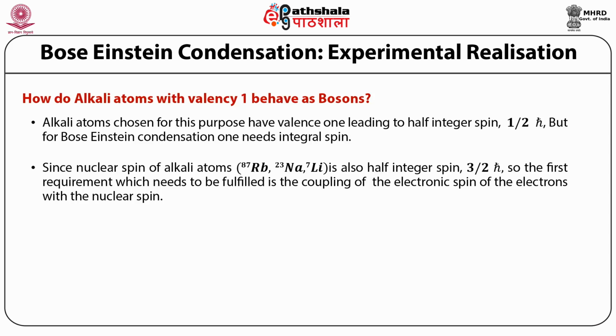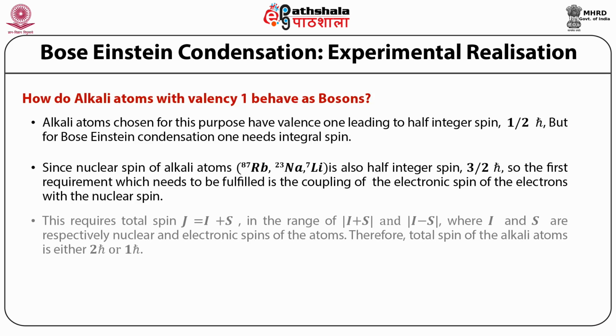So the first requirement which needs to be fulfilled is the coupling of the electronic spin of the electrons with the nuclear spin. This requires total spin J equal to I plus S, in the range of modulus of I plus S and modulus of I minus S, where I and S are respectively nuclear and electronic spins of the atoms. Therefore, total spin of the alkali atoms is either 2ħ or 1ħ.